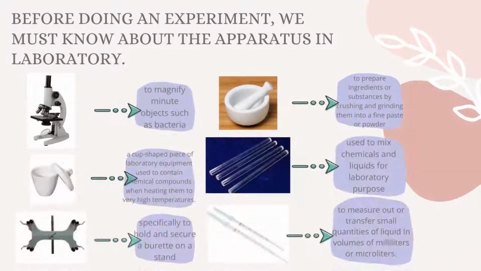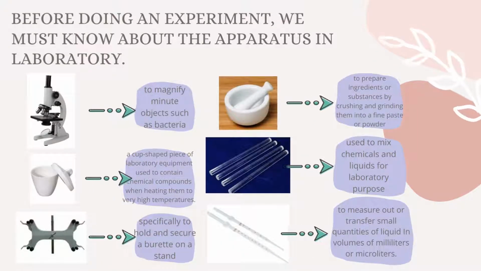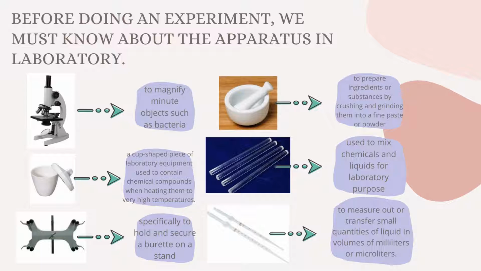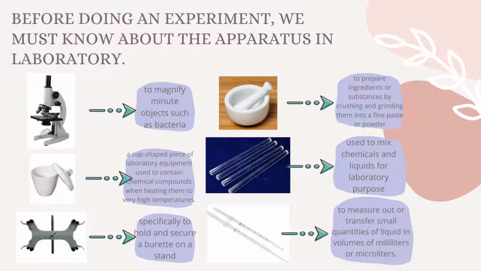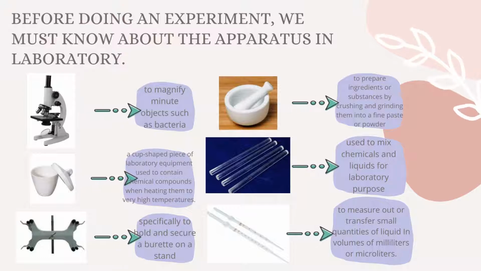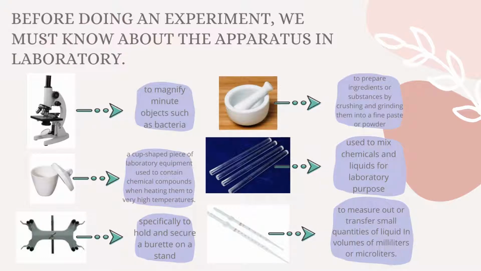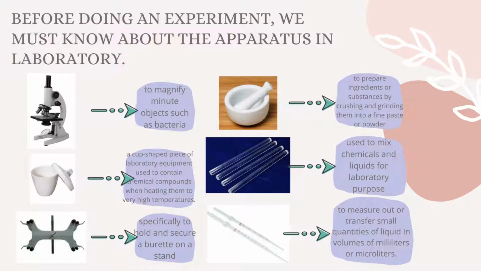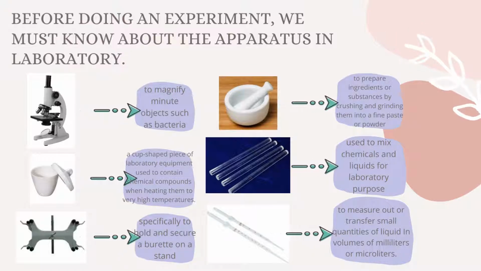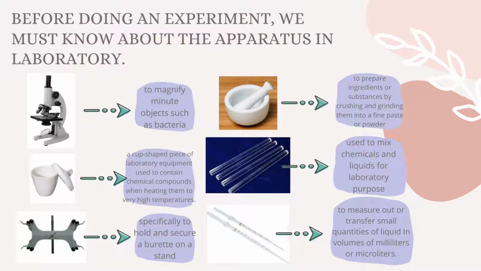Before doing an experiment, we must know about the apparatus in the laboratory. First, microscope. Microscope is used to magnify minute objects such as bacteria. Number 2, crucible. Crucible is a cup-shaped piece of laboratory equipment used to contain chemical compounds when heating them to very high temperatures. Number 3, double burette clamp. Double burette clamp is specially used to hold and secure a burette on a stand. Number 4, mortar and pestle. Mortar and pestle are used to prepare ingredients or substances by crushing and grinding them into a fine paste or powder.